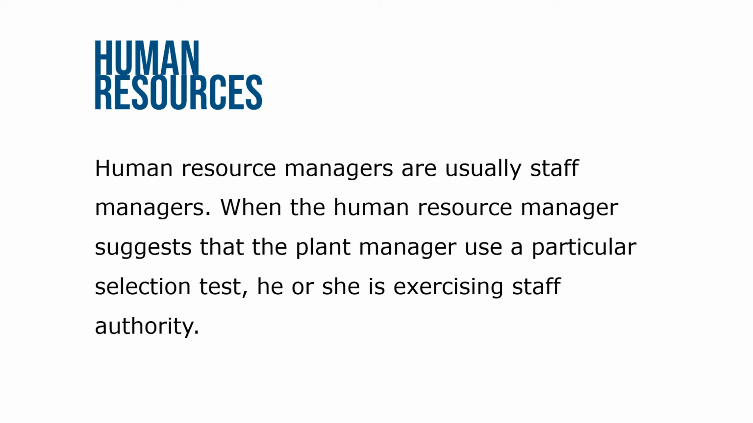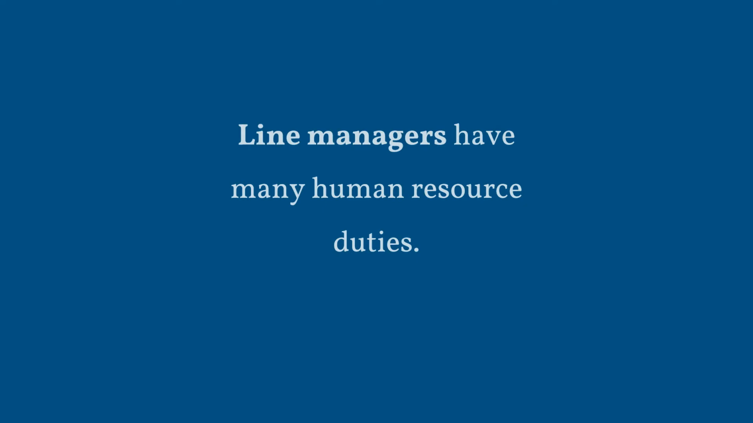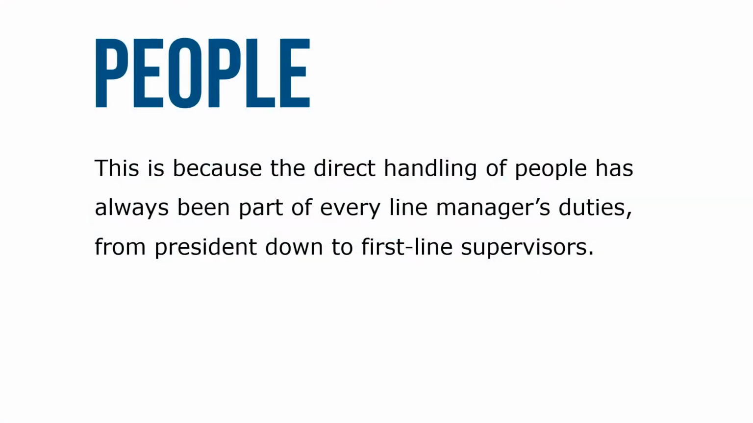Human resource managers are usually staff managers. When the human resource manager suggests that the plant manager use a particular selection test, he or she is exercising staff authority. They assist and advise line managers in areas like recruiting, hiring, and compensation. Line managers have many HR duties.